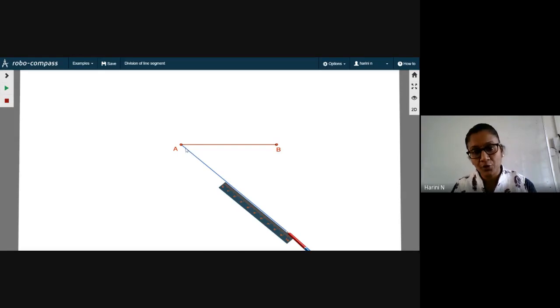Now you will keep your compass at A and cut the first arc like this. I will show the construction a little while later. So you will cut the first arc. Then you will have the point of intersection of the arc and this line. Mark that point as A1. Then keep your compass at A1 and again cut the second arc. Like this you will go on till you have cut 7 arcs which are equidistant from each other on this ray AX.